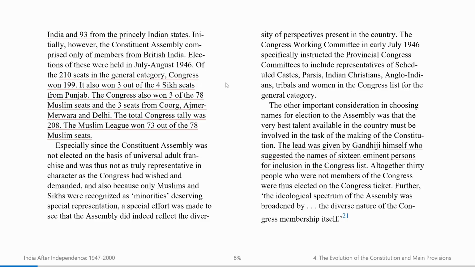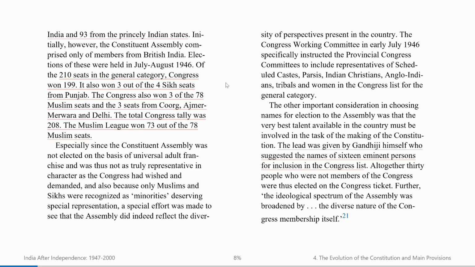86 seats were reserved for Muslims and Sikhs. Out of this, 78 for Muslims, and they won 73 seats out of the 78, and Congress only won 3 seats out of the 78, right? But out of the general seats, Congress won 199 out of the 210, right? And the total Congress tally was 208, and the Muslim League obviously had 73, which basically created a problem.